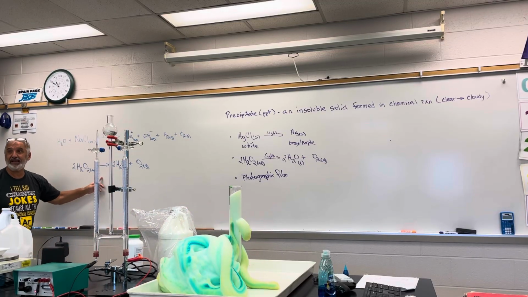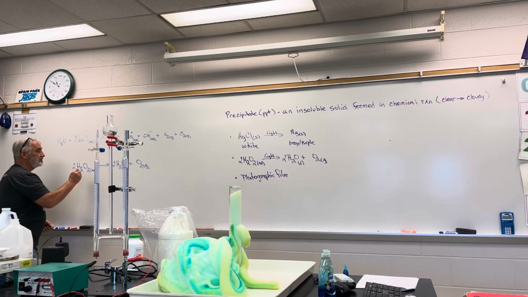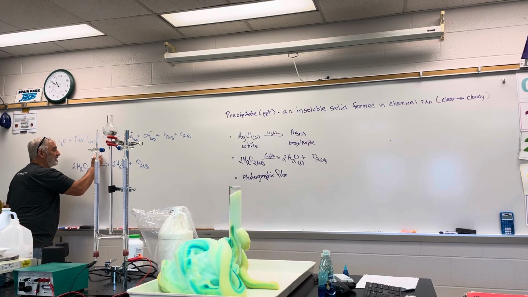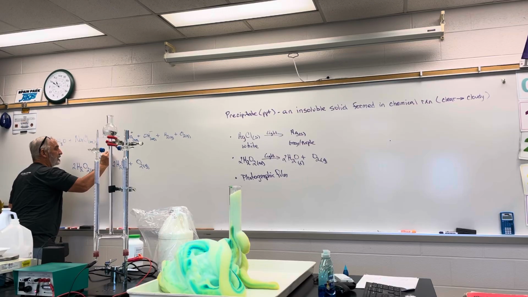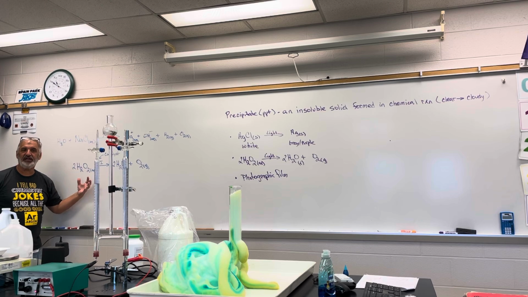Okay, where do I put a catalyst? Where do I put the catalyst in my equation? Over the arrow. So I'm going to say KI is here. That's my catalyst. Okay? It's neither a reactant nor a product. It's not supposed to change itself.